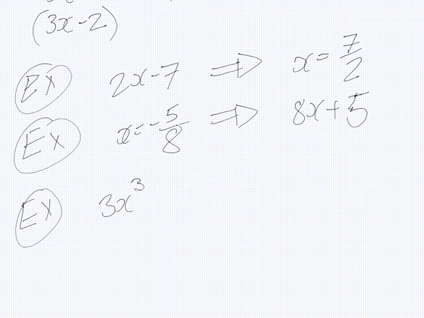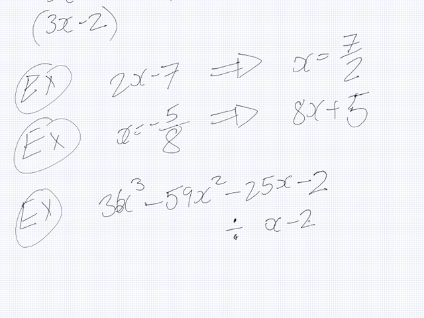3x cubed plus 36x cubed minus 59x squared minus 6 by 6, minus 20? 2. True. Okay, and I asked you to divide this by x minus 2 then. Great. So we should get the same answer for the remainder if we use the remainder theorem.